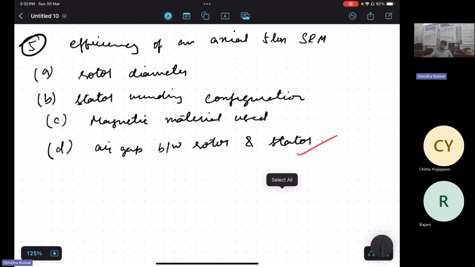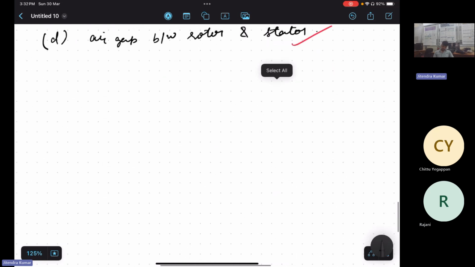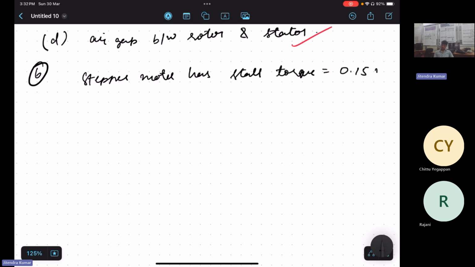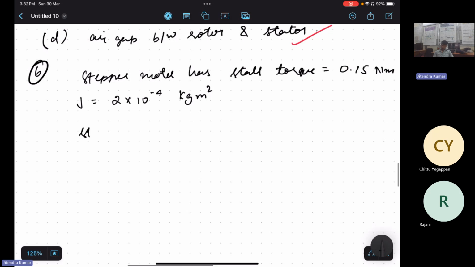So let's move on to the next problem. A stepper motor has a stall torque, and inertia is equal to 2 into 10 to the power minus 4 kg meter square. What should be the stepping rate here?